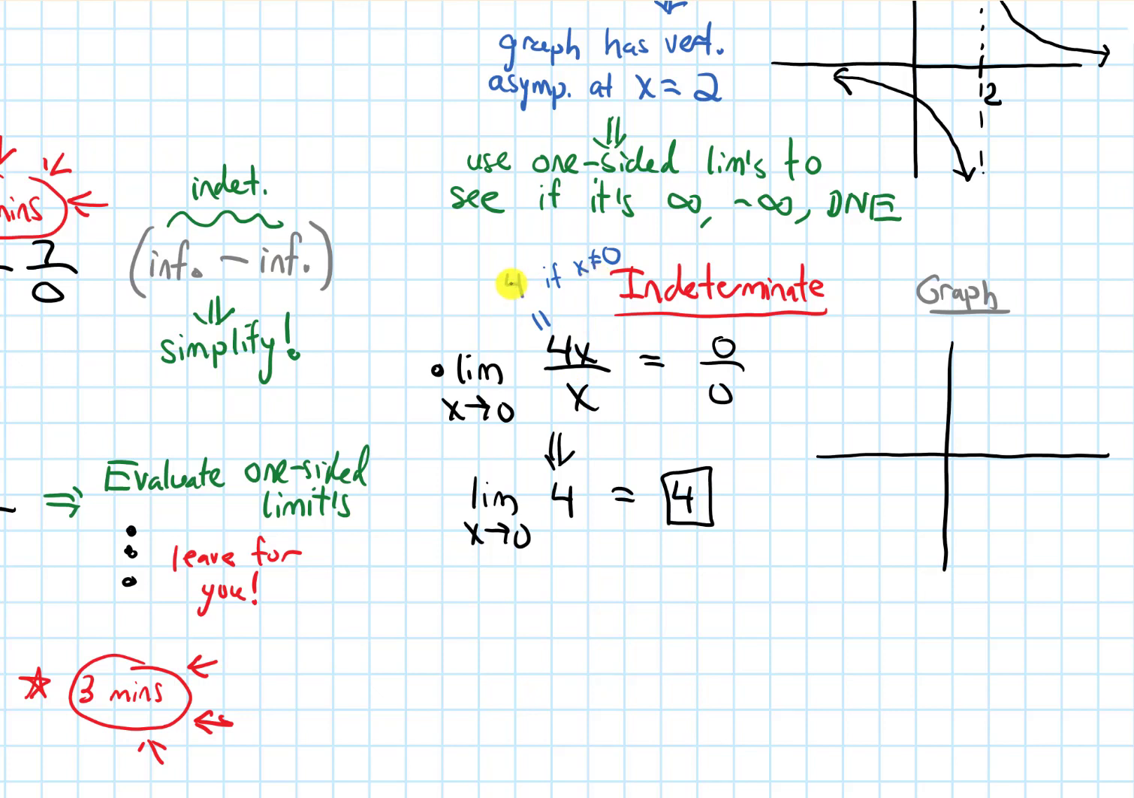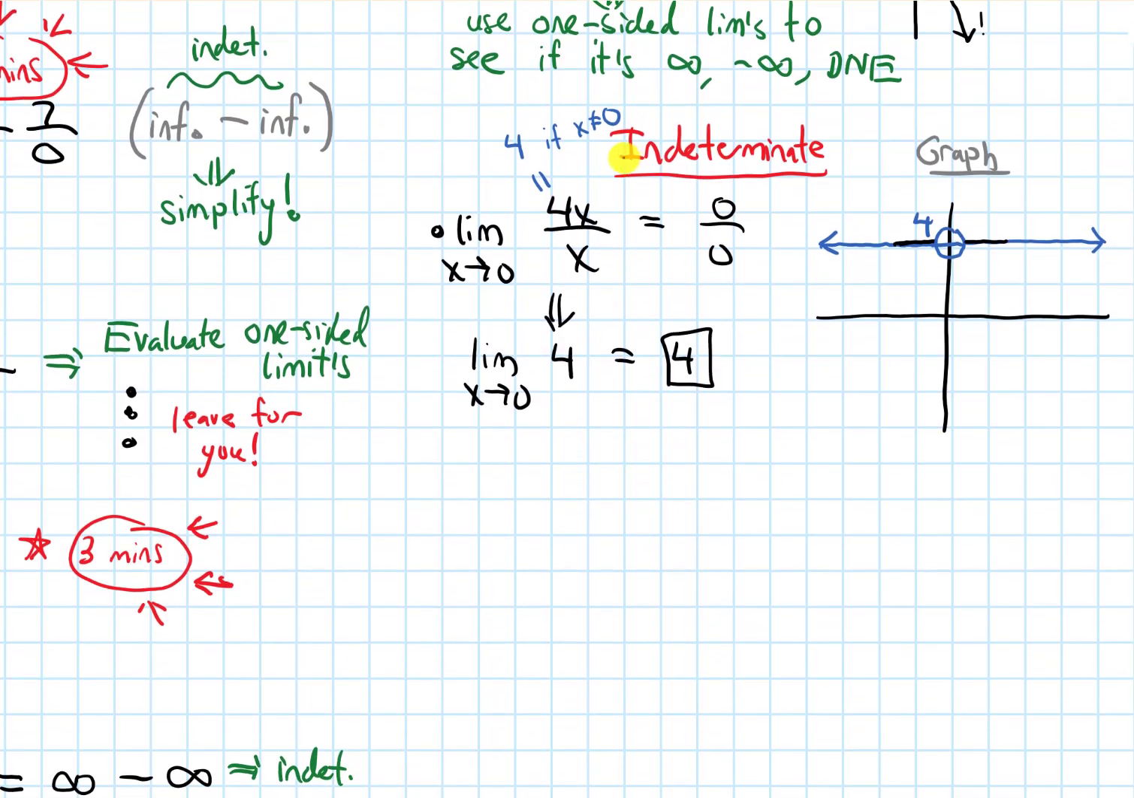So the graph should look like the graph of y equals 4. Let's put 4 on the y-axis. It should look like the graph of y equals 4, which is a horizontal line, but there should be a hole there because I can't actually plug in x equals 0. So as x gets really, really close to 0 from the left-hand side or from the right-hand side, the y values get really, really close to the y value of the hole, which is 4. And that's why the limit is 4.